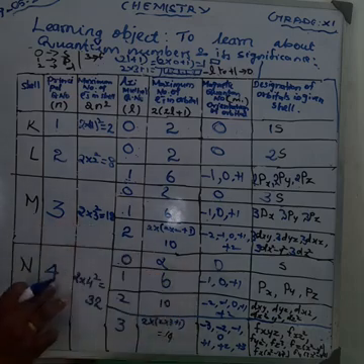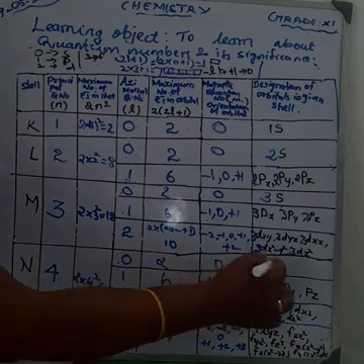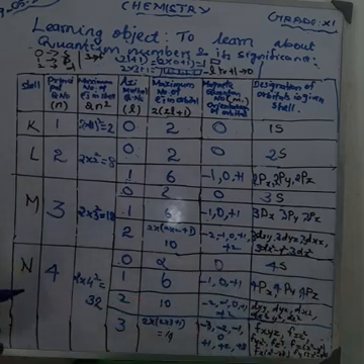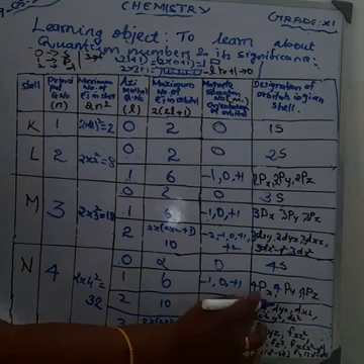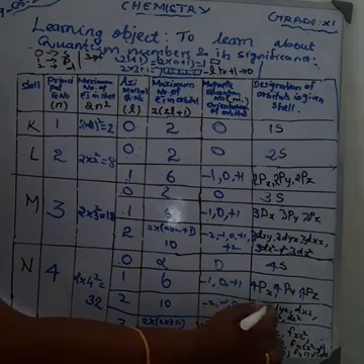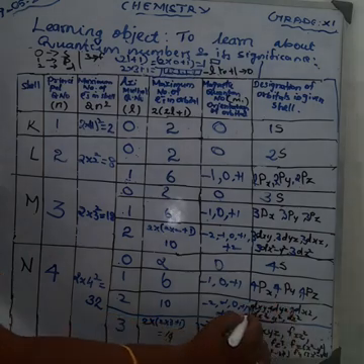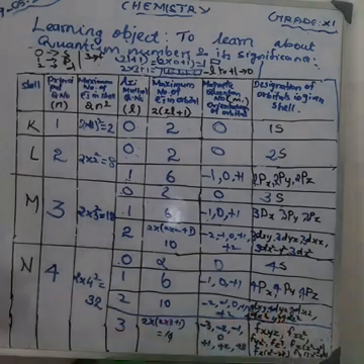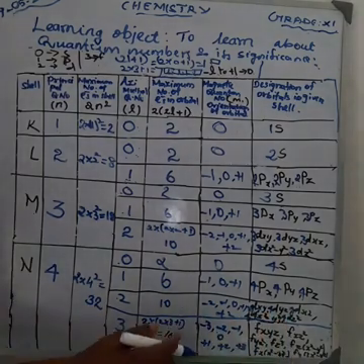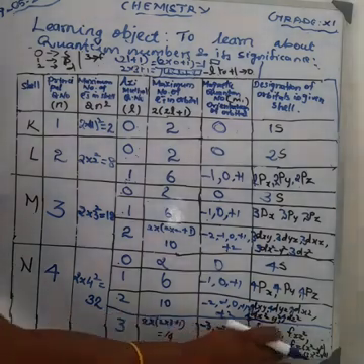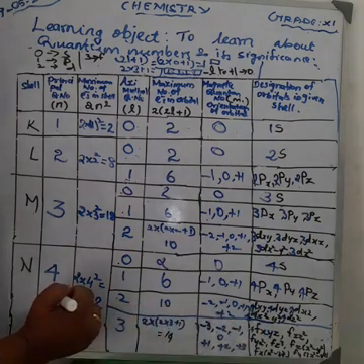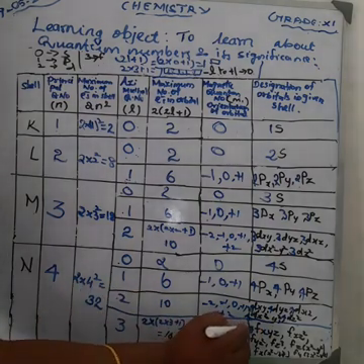Understood? And finally, the fourth, N shell. The principal quantum number is 4, n equal to 4. So we write 4s, 4px, 4py, 4pz, and then the d orbital with 5 orientations: 4dxy, 4dxz, 4dyz, 4d x square minus y square and 4d z square. And finally the f orbital with totally 7 orientations, with n equal to 4.